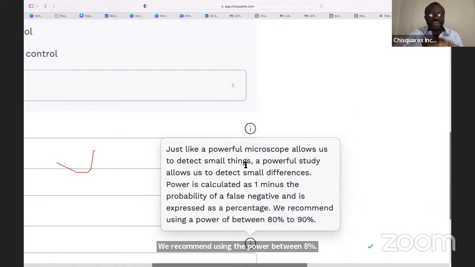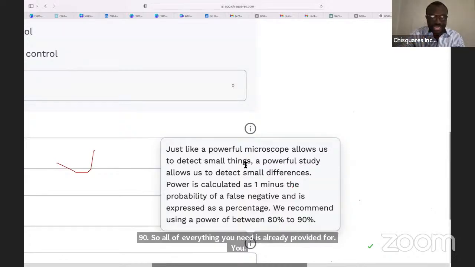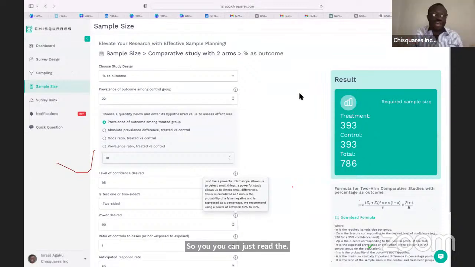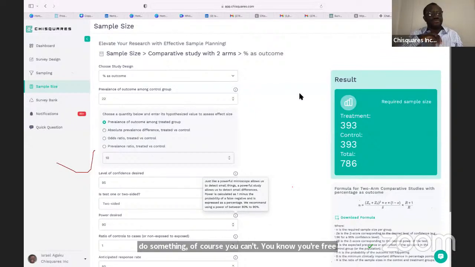So everything you need is already provided for you. You can just read the hints and follow what is said. Now, if you want to go and do something else, of course you can, you're free to do that, but the recommendations are there for you to just follow and use as suggested. I hope that clarifies.